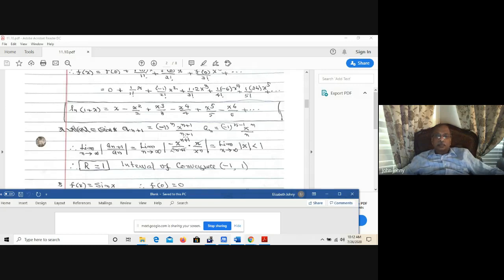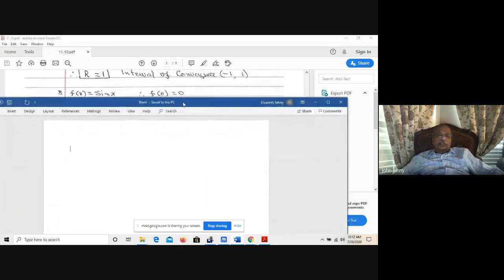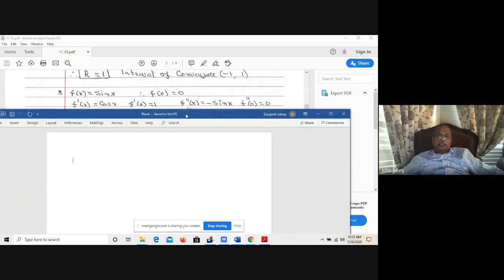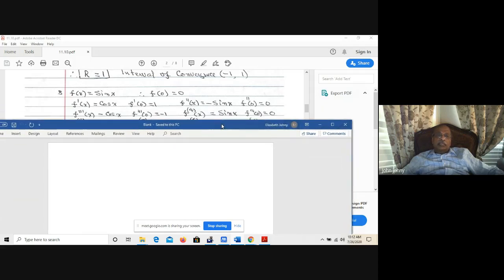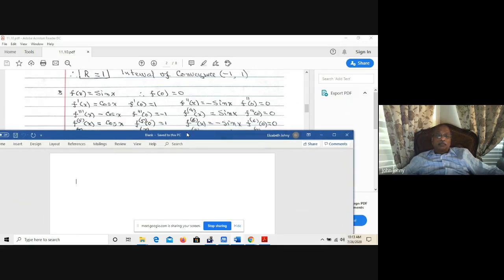Number 3, sin x. f of x is equal to sin x, so f of 0 is equal to sin 0, which is 0. Differentiate, f prime x is cos x, so f prime 0 is 1, cos 0 is 1. f double prime x is equal to negative sin x, so f double prime 0 is 0. f triple prime x is negative cos x, so f triple prime 0 is negative 1. Fourth derivative is sin x, so fourth derivative at x equal to 0 is 0. Fifth derivative is cos x, so fifth derivative at x equal to 0 is 1, and so on.